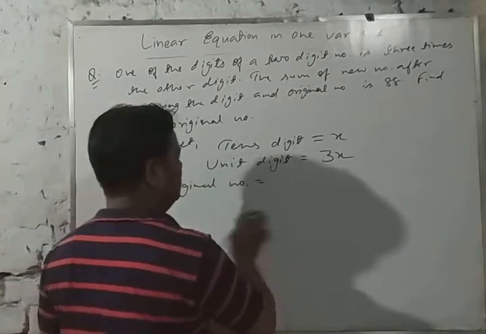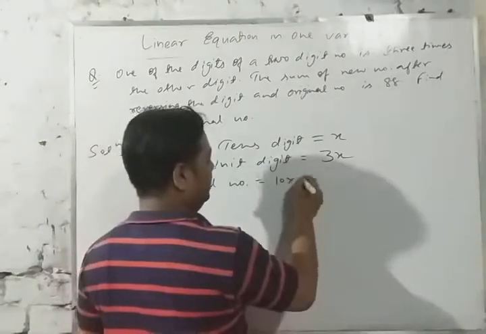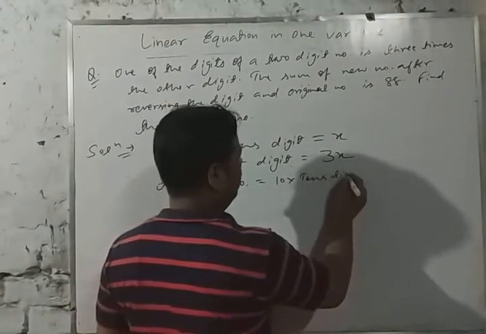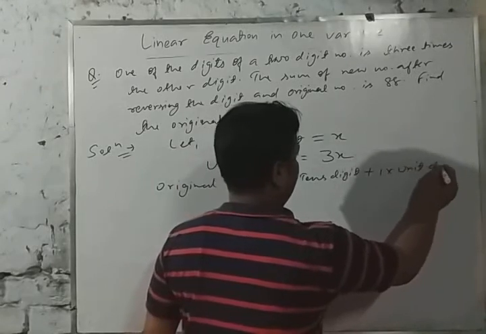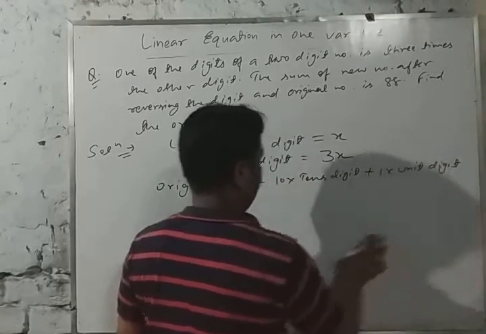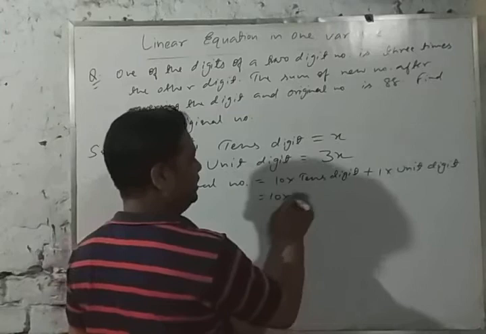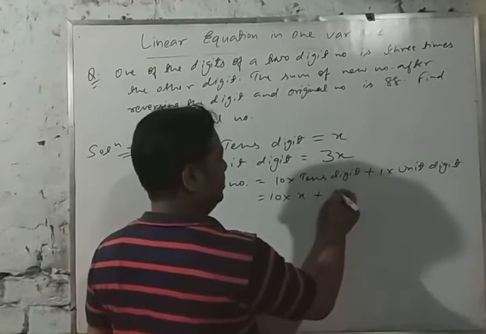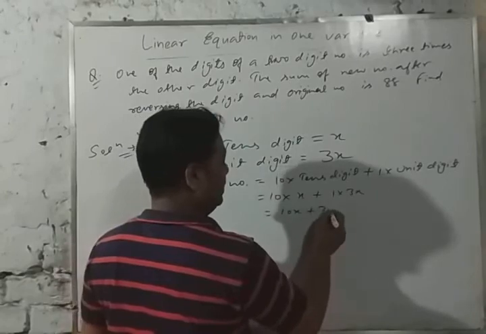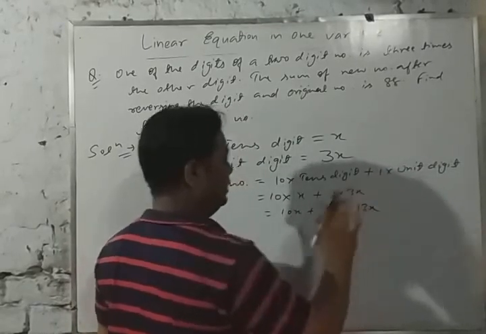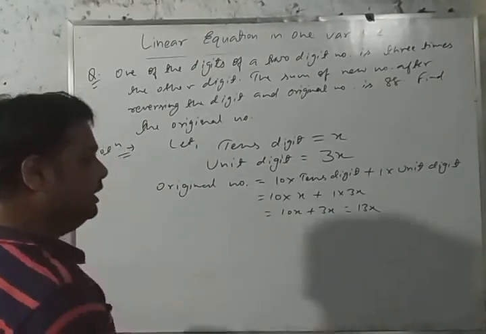Original number is equal to 10 into tens digit plus 1 into unit digit. Put the value: 10 into tens digit x plus 1 into unit digit 3x. 10x plus 3x equals 13x. 13x will be the original number.